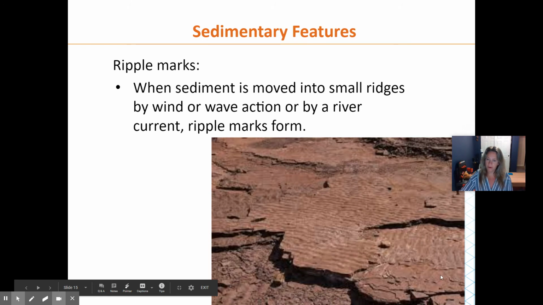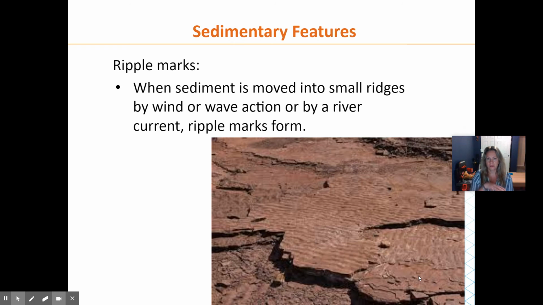All right, and then ripple marks. So this is kind of cool. There's a lot of this over actually by Shasta College. This whole area used to be under the ocean. And so Shasta College used to be kind of the shoreline, I guess you would say, of the ocean a long, long time ago.